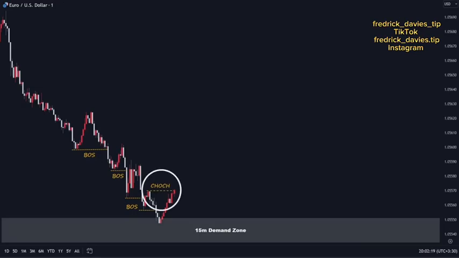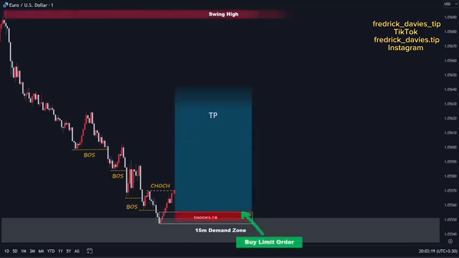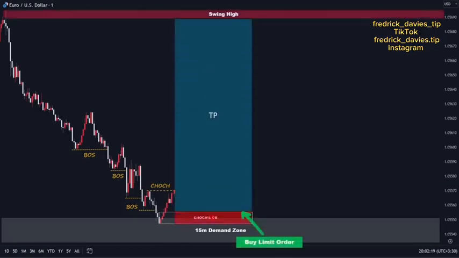Once the change of character is confirmed in the 1-minute time frame, our next course of action is to identify the order block generated by the bullish wave in the 1-minute time frame. Subsequently, we place a buy limit order at the highest point of the zone, with a stop loss set a few pips below the lowest point of the area. As for the take profit, we set our target at the swing high of the current time frame.